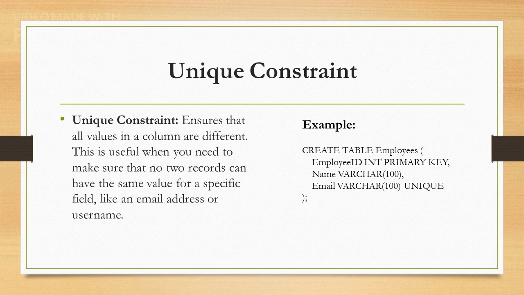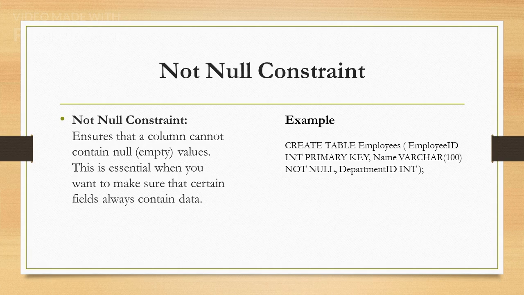The unique constraint ensures all values in a column are different, preventing duplicate values. This is useful for fields like email addresses or usernames where uniqueness is required. The not null constraint ensures a column cannot contain null values, making sure that essential fields always have data. This is important for fields that must always be filled, like employee IDs.